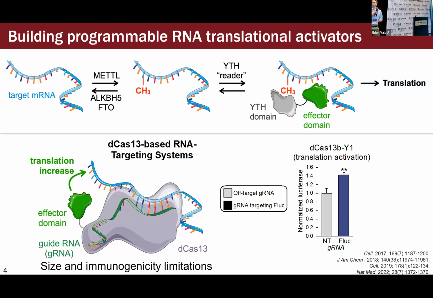But if we actually wanted to use this in a therapeutic context, there are a lot of limitations. One, Cas13 is huge. It's too big to package in FDA-approved AAV vectors, so this was not going to work for that. As well, they're of bacterial origin, so they have immunogenicity concerns from the extended expression that you would need for an RNA targeting modality.